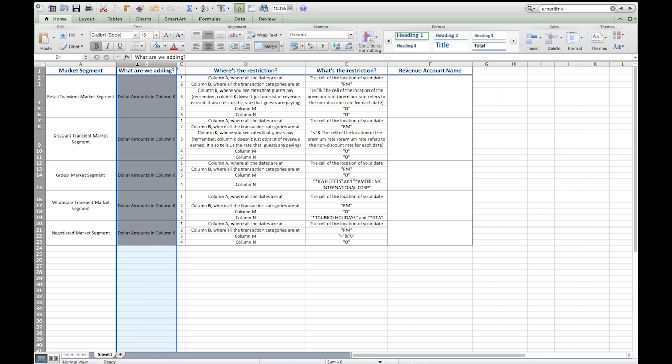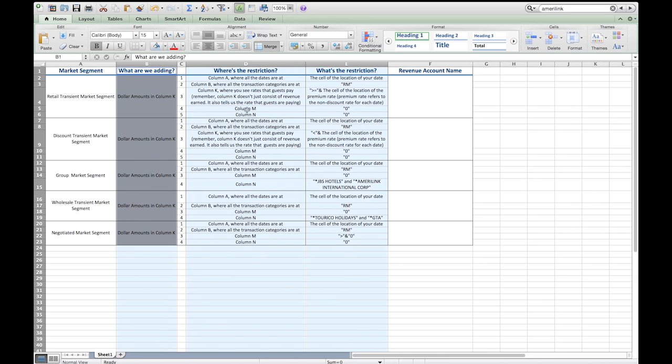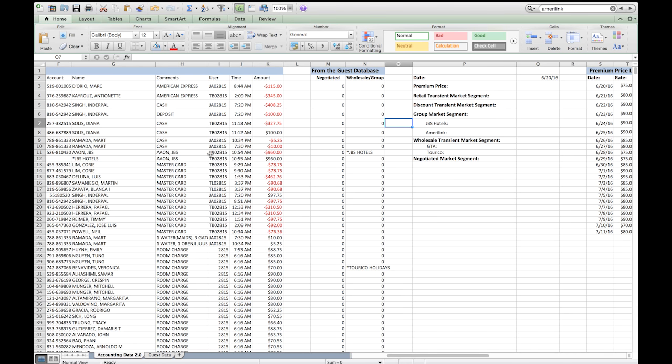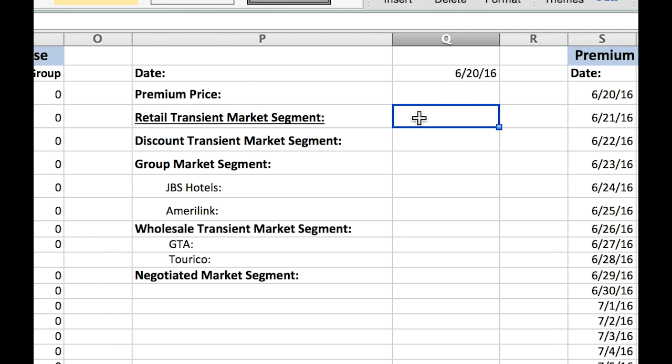So just to recap, this column is what column we need to add. This column is where the restrictions are, and this column is what the restriction is. And everything here, the formatting at least, these three different columns should be familiar to you. So let's get started. This is the first market segment, the retail transient market segment.